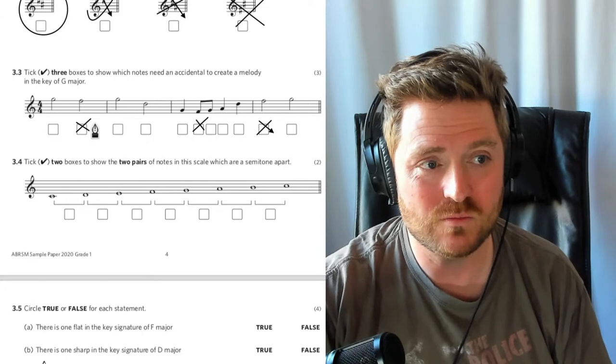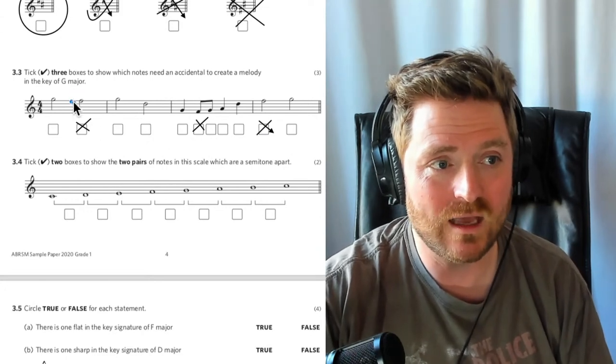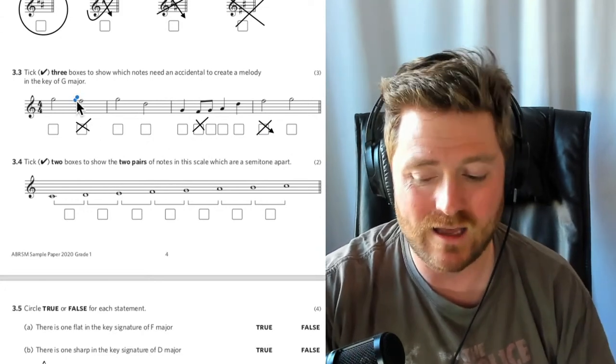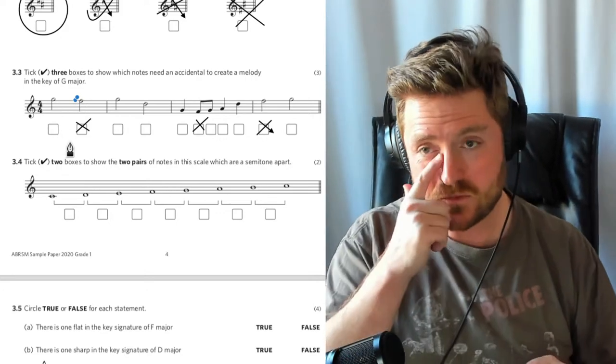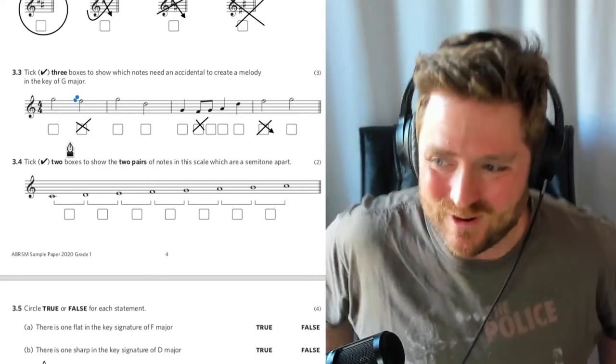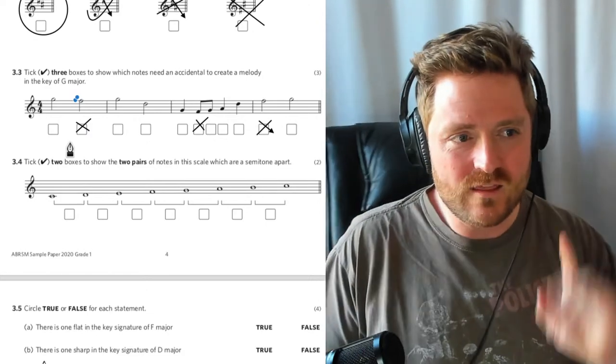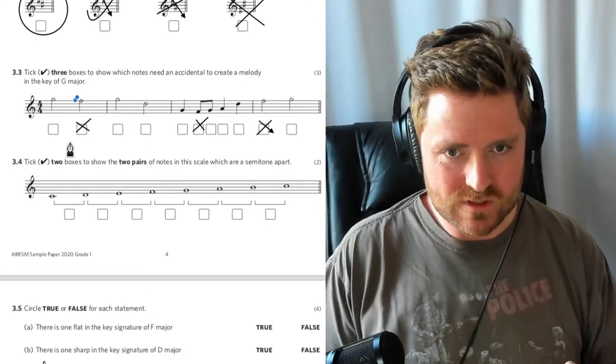Okay, that's where you should put those accidentals. And you wouldn't draw them in because all they've asked you to do is to tick the three boxes. And this is a moment I want to just... Well done, everybody. You're doing brilliantly. This is a point I want to make.